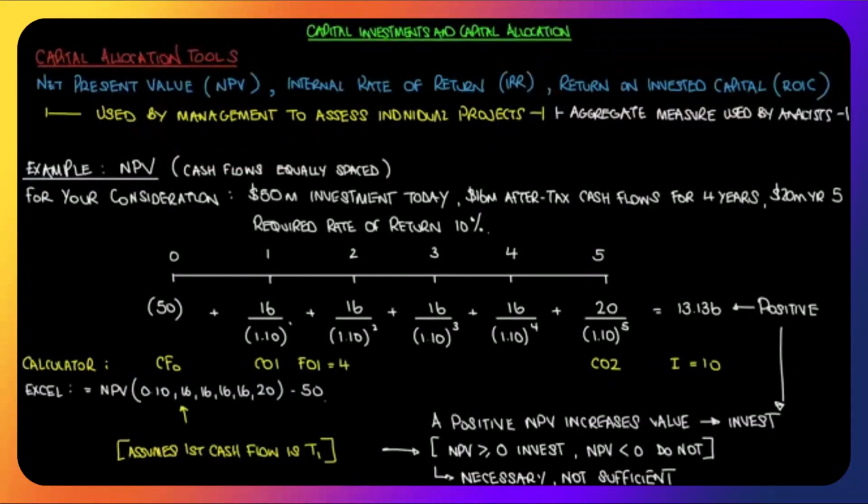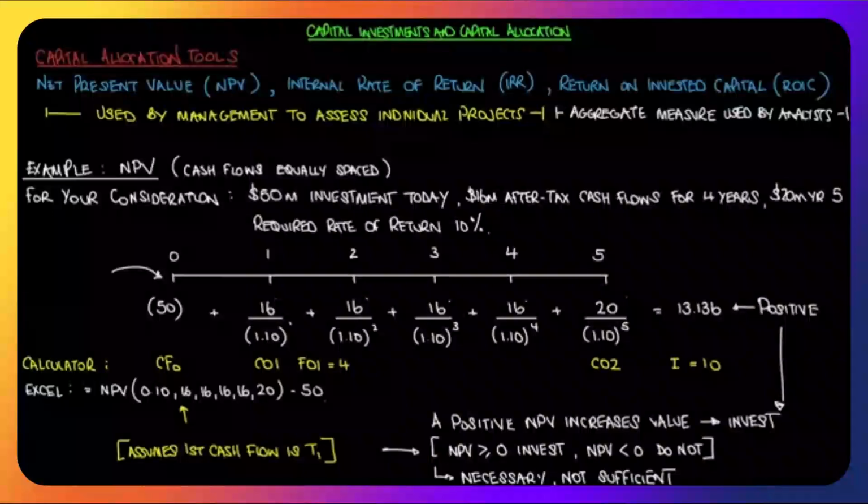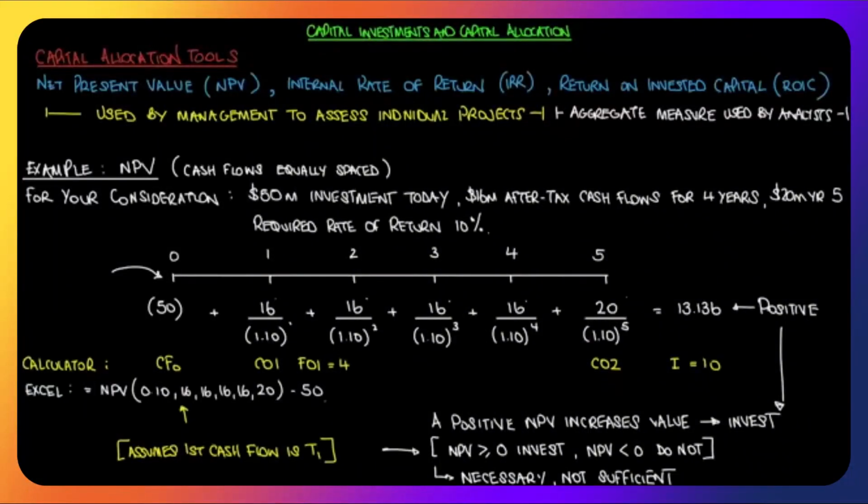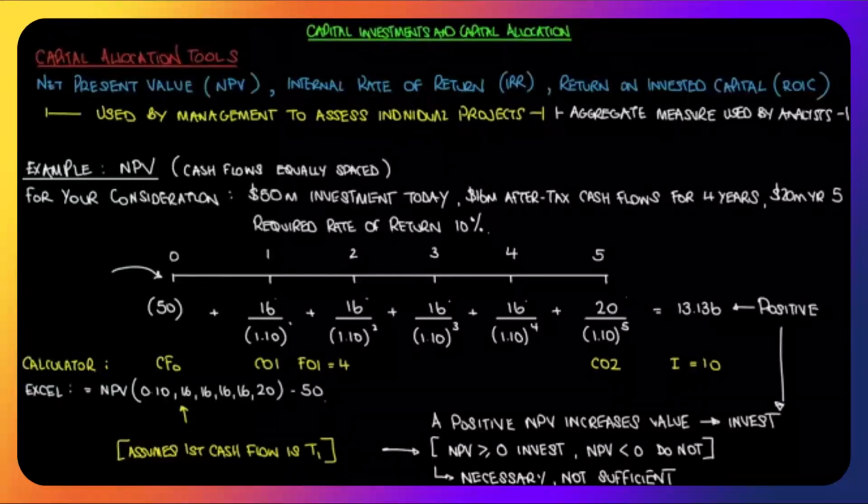For your consideration here, we have a $50 million investment today. Today is T0, spending $50 million, which will generate $16 million in after-tax cash flows for 4 years. So at T1, T2, T3, T4, we get 16 million and 20 million in year 5. The required rate of return is 10%. We will therefore discount these cash flows to get the present value, as you did in quant, at 10%. So for year 1, dividing by 1.1 to the power 1 year, squared for 2 years, cubed for 3, 4, and 5, and so on.